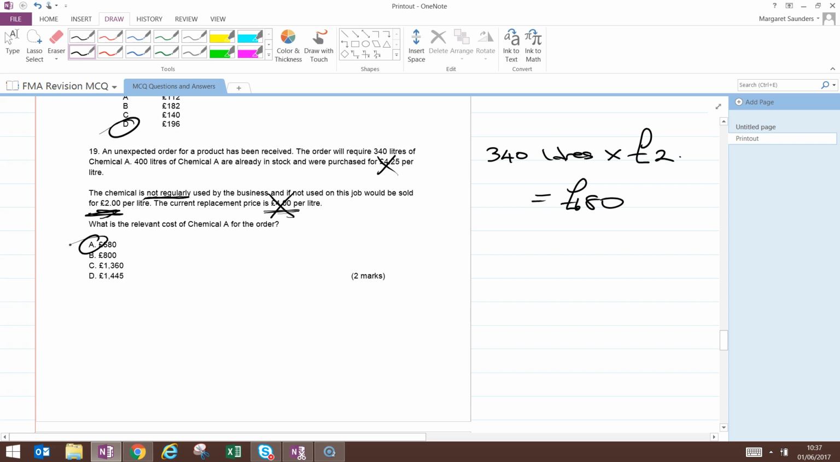So you need to approach every relevant costing that way. Firstly, eliminate any costs that were incurred in the past. Look at what costs you're left with. Then look to see if the product is used regularly or not. If it is used regularly, the relevant cost is the current purchase price, or it may say current replacement price. If it is not used regularly, then you're looking at what we can currently sell it for, which is often referred to as the scrap value.